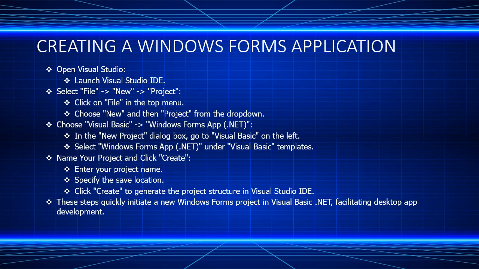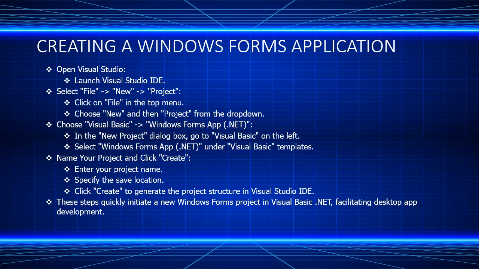Now, let's walk through the process of creating a Windows Forms application in Visual Basic.NET. Open Visual Studio. Begin by launching the Visual Studio IDE, which serves as a powerful development environment for creating .NET applications. Select File, New, Project. Navigate to the top and click on File. From the drop-down menu, select New and then Project.